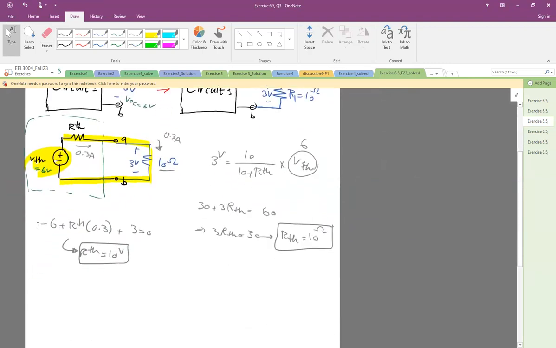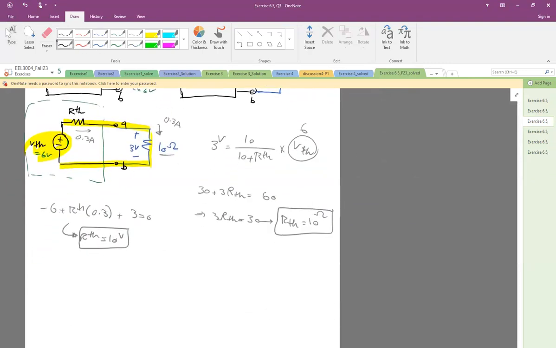Okay, so at the end, if you want to draw the Thevenin equivalent, V Thevenin was 6 volt, as we knew, and R Thevenin is 10 ohm, and this is terminal A and B.